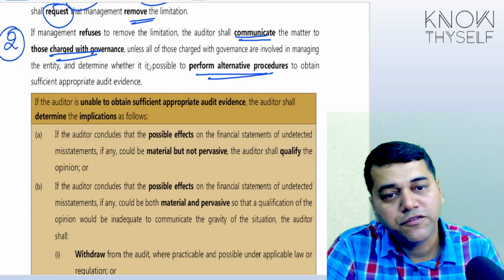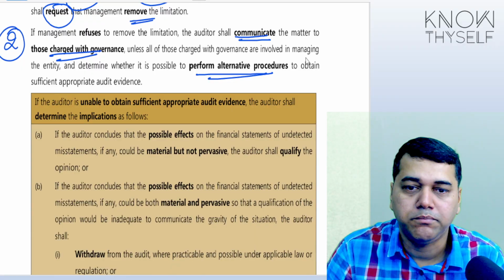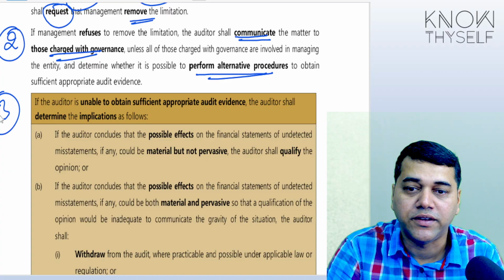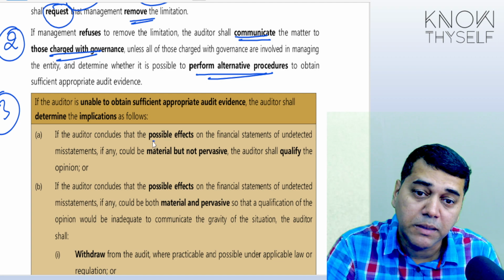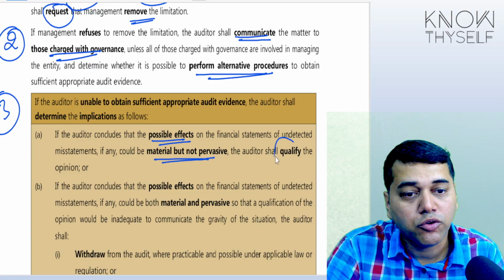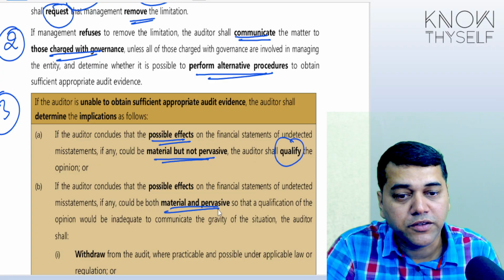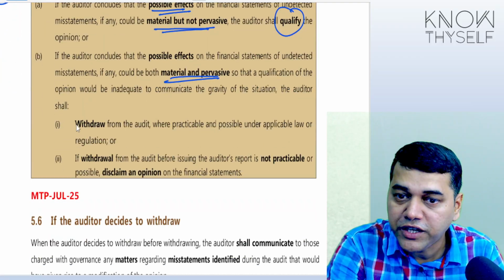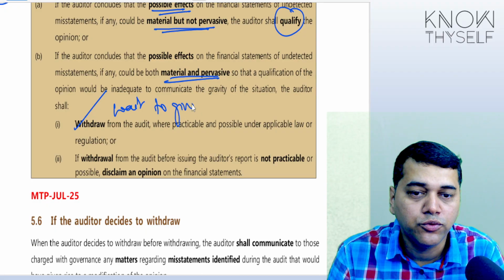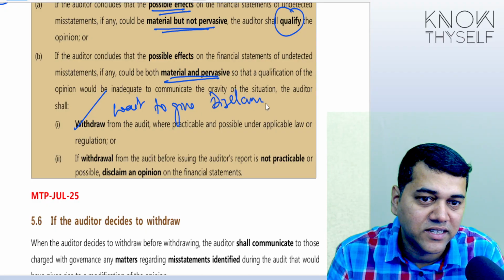Third, if you are able to obtain alternative evidence, the matter is closed. But if you are still not able to obtain alternative evidence, then you have to evaluate whether the possible effects are material but not pervasive. If so, you have to qualify. But if it is material and pervasive, first thing, you have to withdraw from the engagement. Means don't wait to give a disclaimer. This is what the standard says.